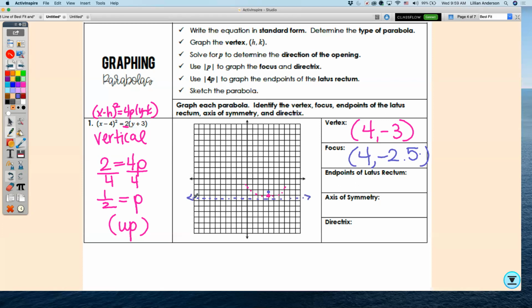When we do the next one, the p-value will be a little bit bigger, so you'll have the space and you'll be able to see it a lot better. This wasn't a good first starting one, so it's a little hard to see. Okay. But what y value is that? -3.5. And since the directrix is always an equation, it is y equals -3.5.